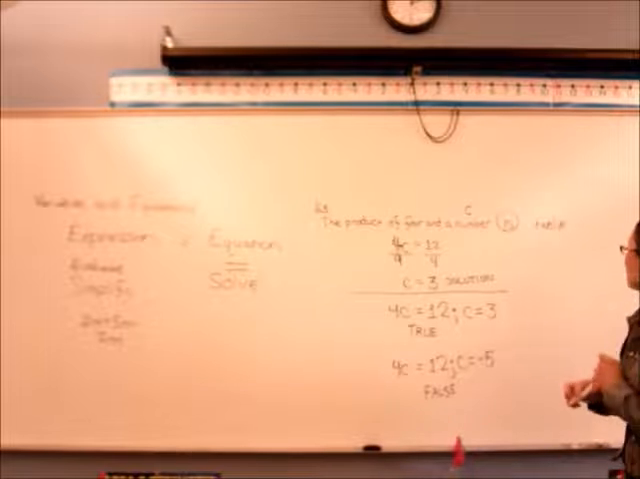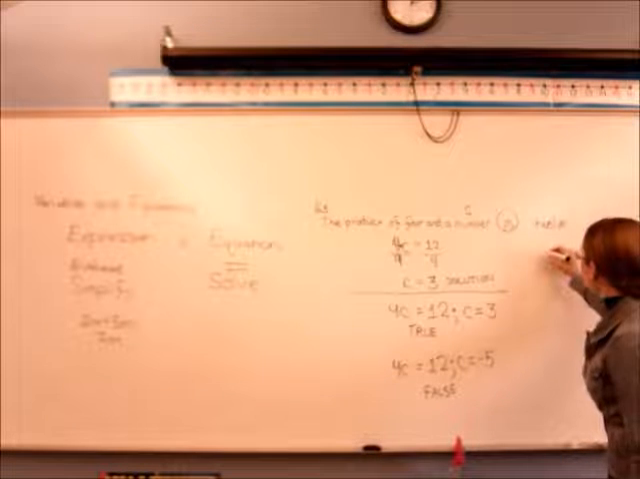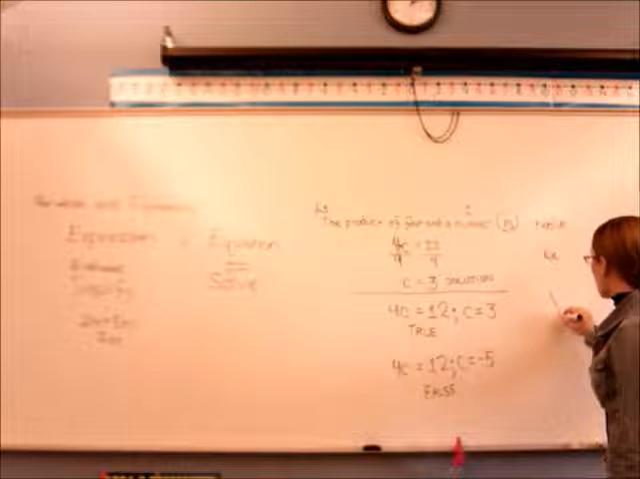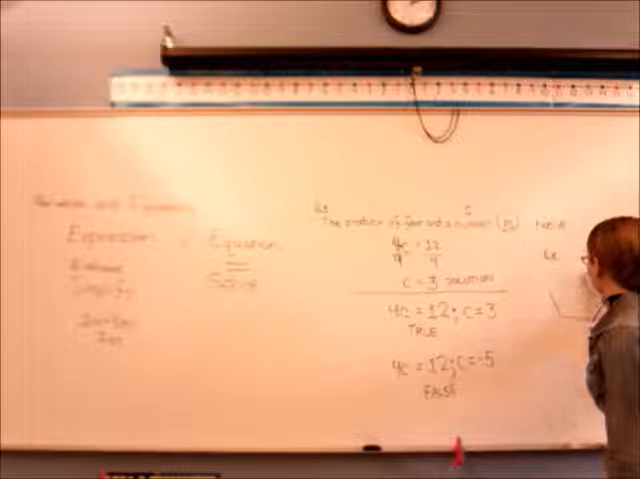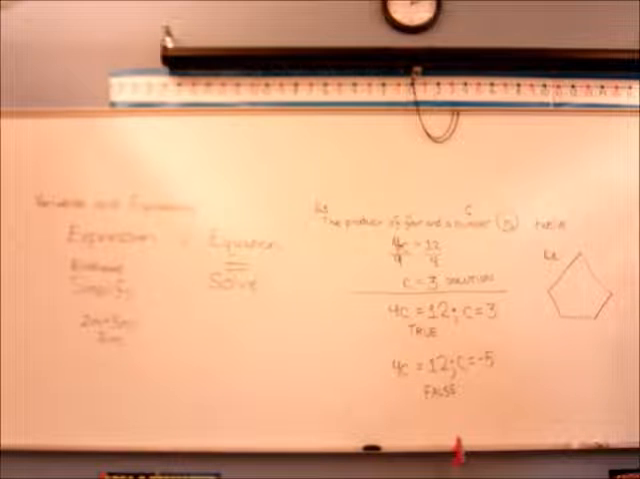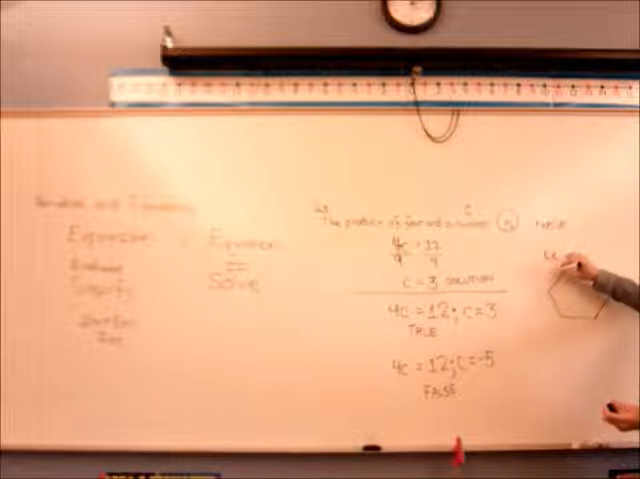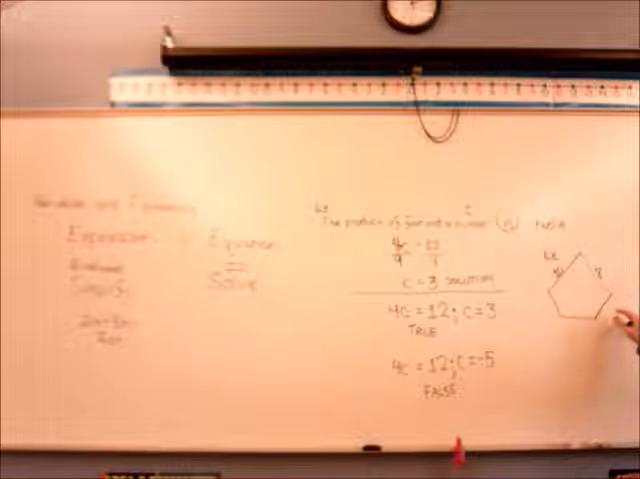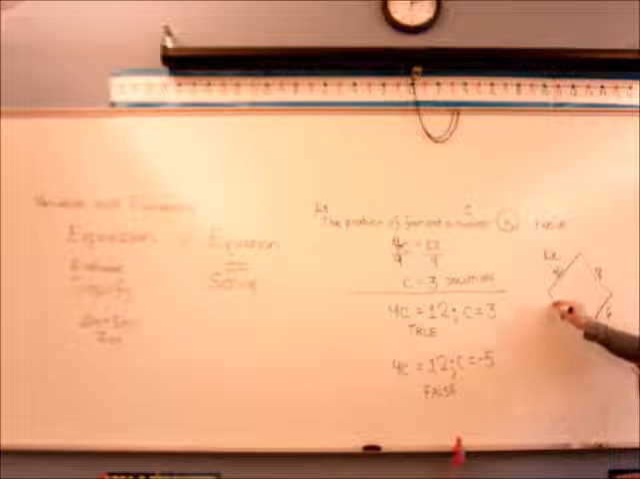Let's see here. Let me give you a new example. I'm going to draw a 5-sided figure. Kind of lopsided. What is a 5-sided figure called? Pentagon. Pentagon. Very good. So I'm going to tell you that this side is 10 feet, and this side is 8, and this side looks to be about 6, and this side is 7, and this side is X.